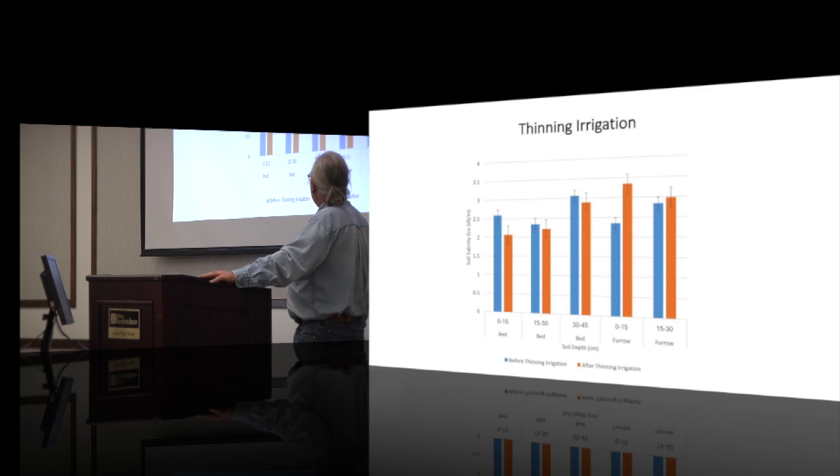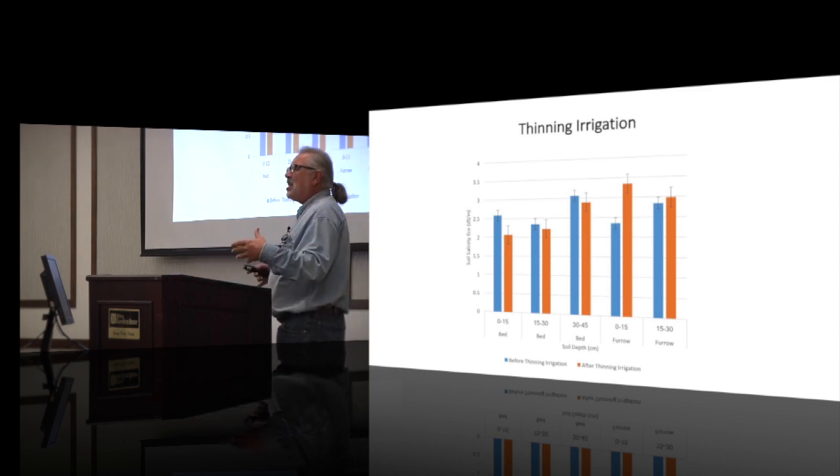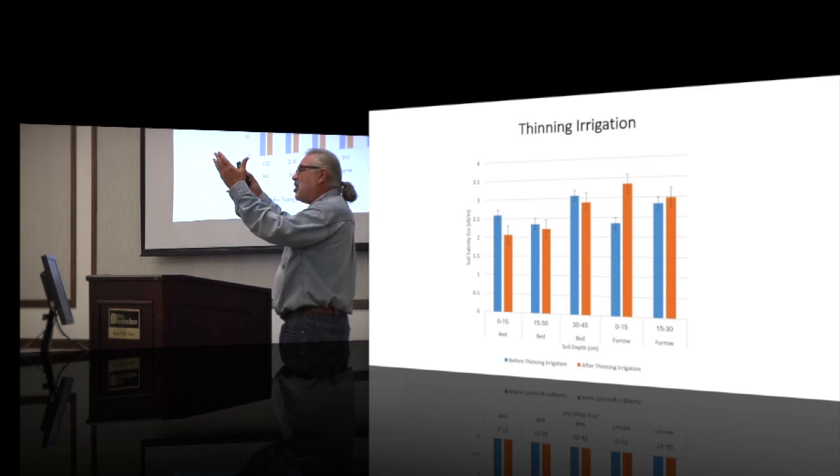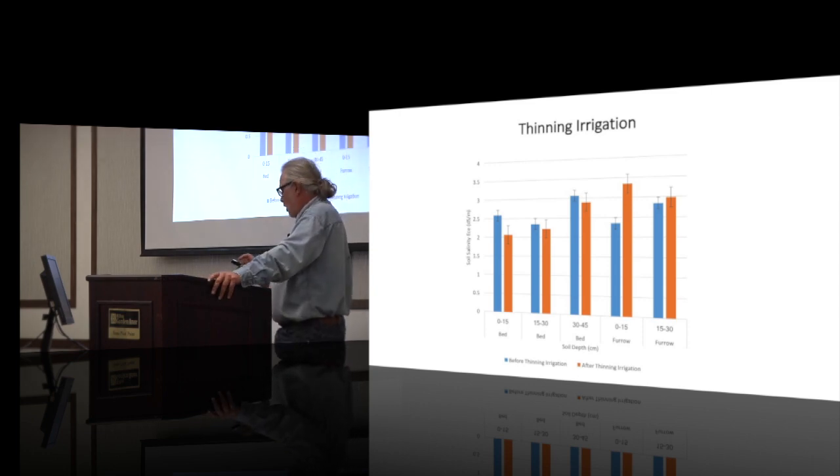How about the thinning irrigation? Here's some data from a thinning irrigation. Fortuitously, thinning irrigation does provide us a leaching event. You can see this is in the bed, this is in the furrow. We are moving salts out of the bed, but even after we cease the irrigation, the beds continue to drain, and where do they drain? They drain into the furrow, and the salts in that furrow, the water evaporates, leaving the salts behind. But we are moving salts out of the bed with our thinning irrigation.